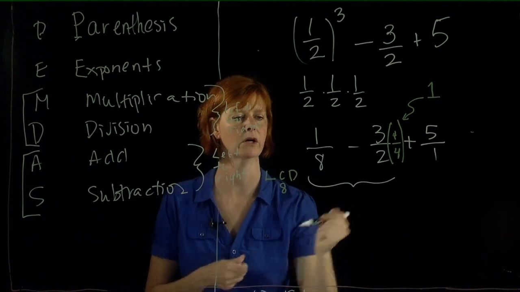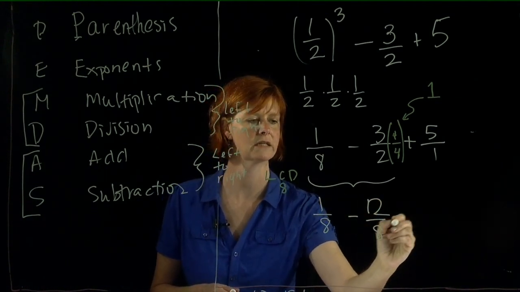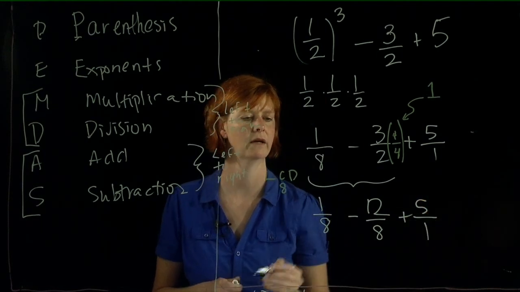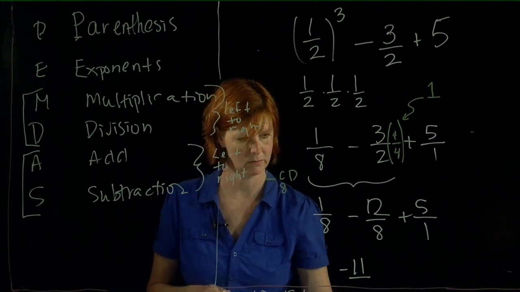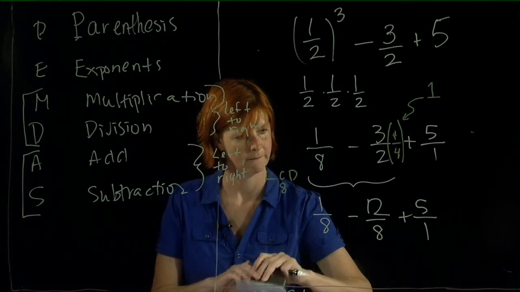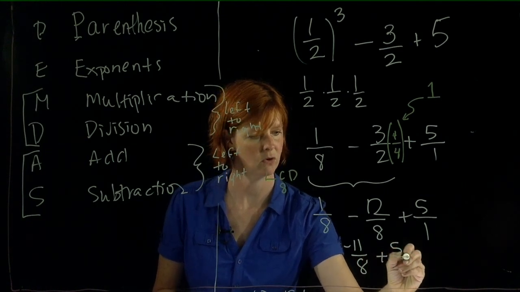Switch back to the white marker. 1 over 8 minus 12 over 8 plus 5 over 1. Okay, 1 minus 12 is negative 11. Oops, out of room. Let me move up a little bit. Negative 11 over 8 plus 5 over 1.